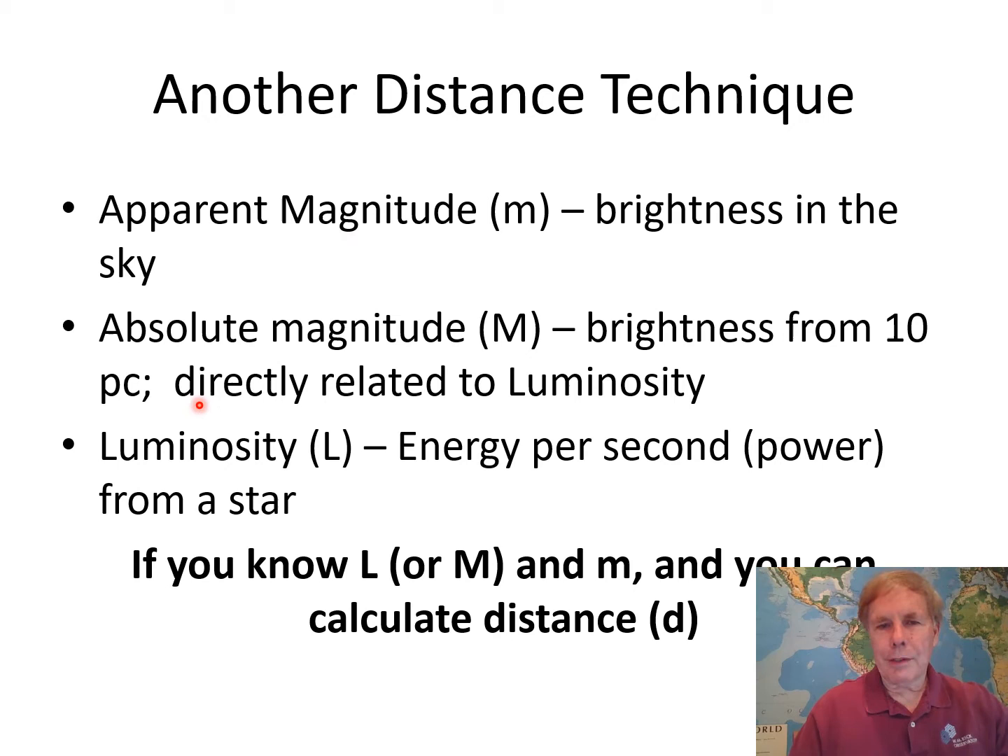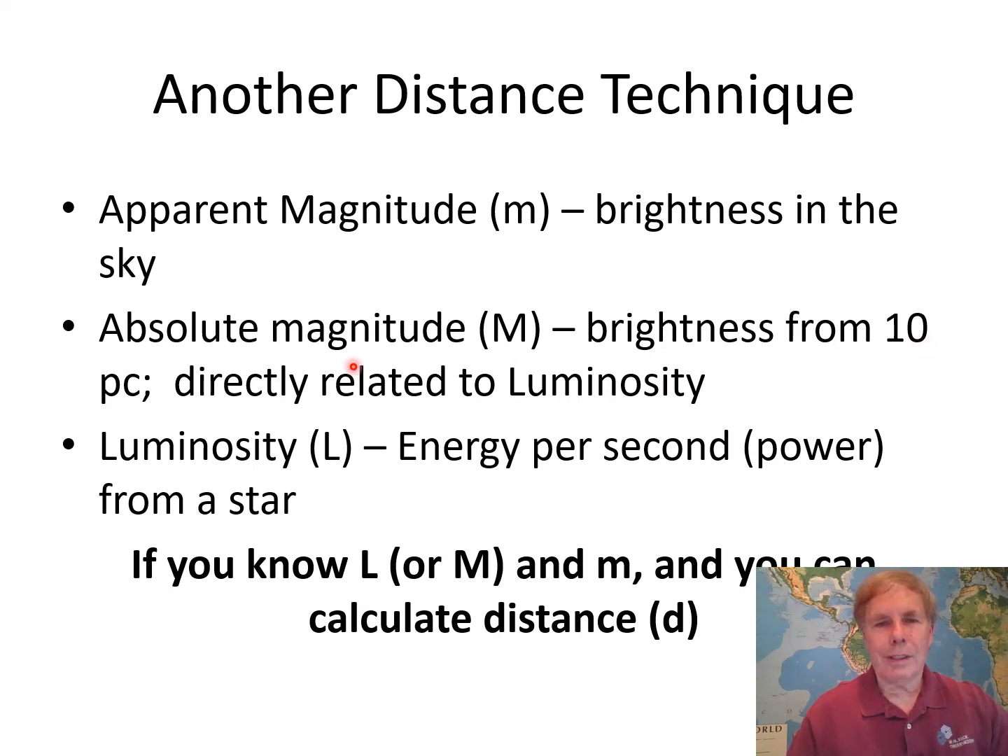Now, the luminosity is trickier because the luminosity is an intrinsic property of the star. It is the energy per second coming off the star. Engineers would call that the power of the star, but we'll just simply call it the energy per second. And by the way, the absolute magnitude is defined as the brightness if all stars are moved to 10 parsecs away. And by the way, a parsec is 3.2 light years.